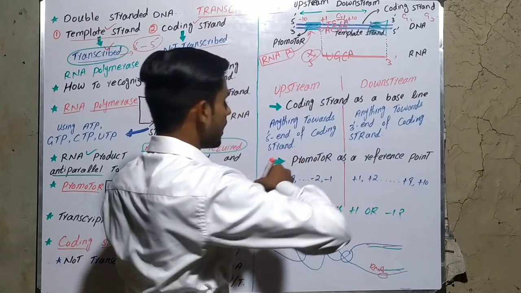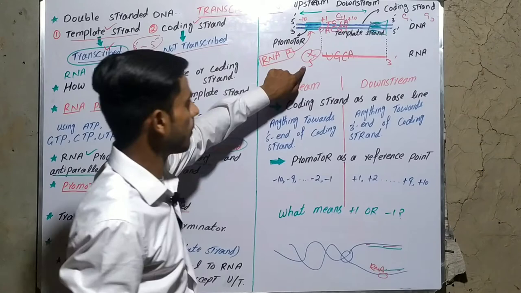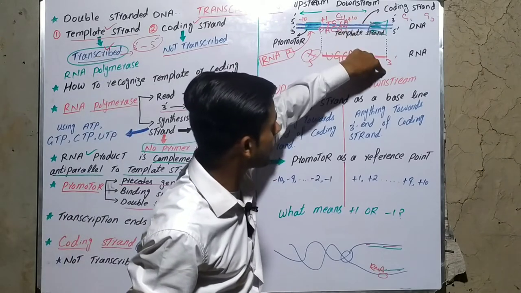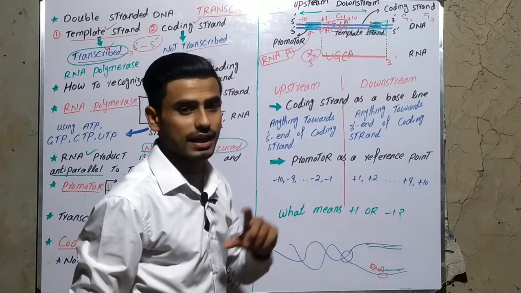So please look here, I am going to explain anti-parallel. This is the 5 prime end and this is the 5 prime end. This is a 3 prime end, this is a 3 prime end of the coding strand. So these are identical to each other.